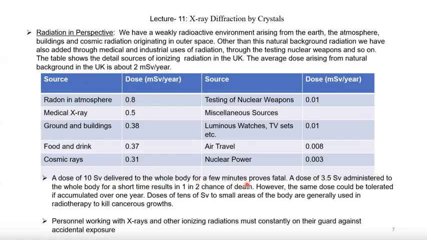I took this scale: a dose of 10 sievert delivered to the whole body for a few minutes proves fatal. But 3.5 sievert administered to the whole body for a short time results in a 1 in 2 chance of death. The same dose could be tolerated if accumulated over 1 year. Doses of tens of sievert to small areas of the body are generally used in radiotherapy to kill cancerous growth. I again mention that personnel working with X-ray and other ionizing radiation must constantly be on guard against accidental exposure. That is a very important thing when working in an X-ray laboratory.